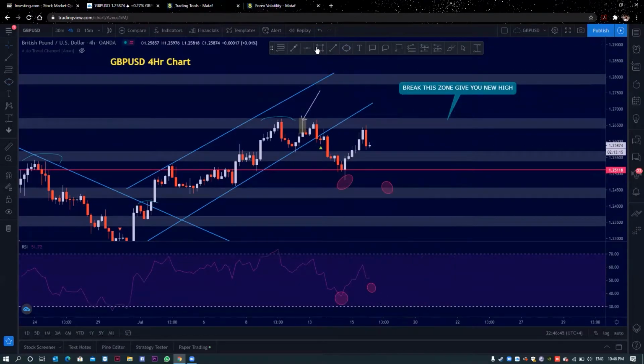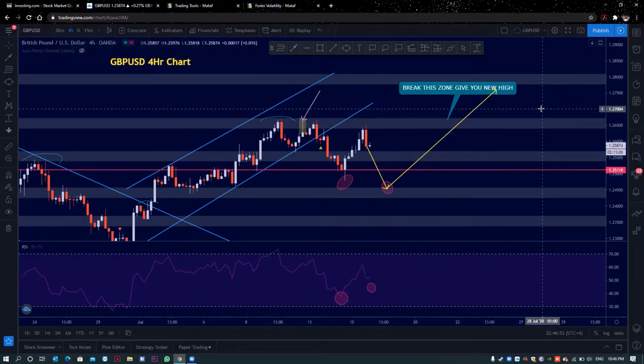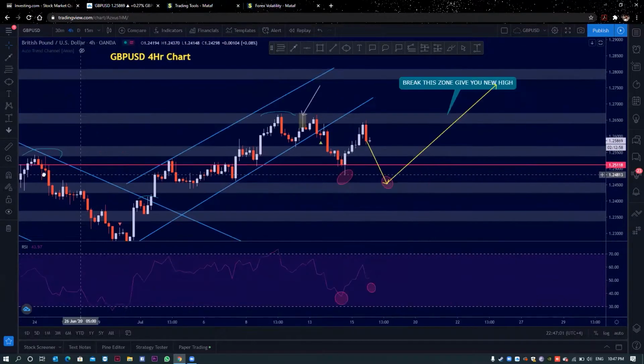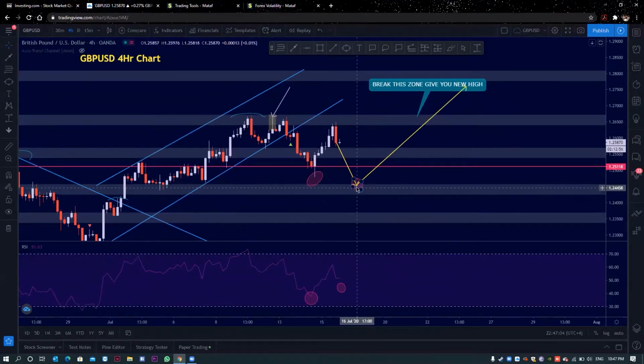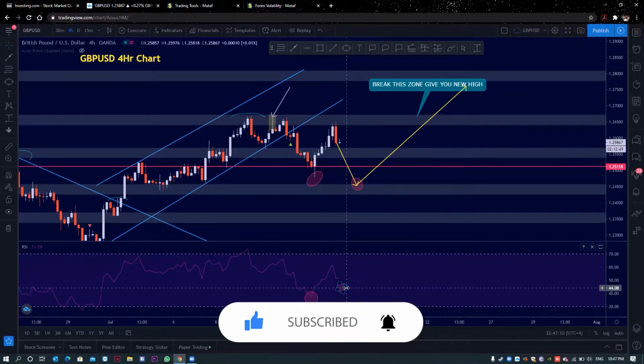They will come down and shoot up. My support is there, my divergence is there, very good. One, two, three, four, five, six, seven, seven touches there, so it's very good support. So let's see tomorrow, maybe they give you one more high.